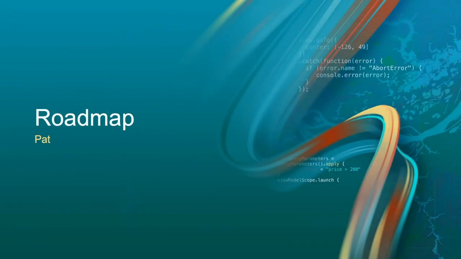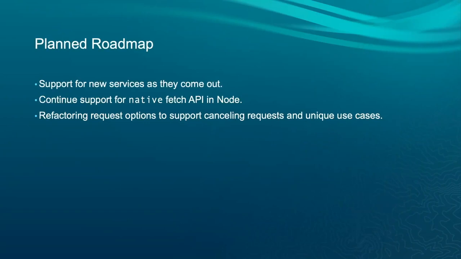So, things that we're keeping track of on our roadmap. There are a lot of services. We want to keep supporting new services as they come out. And we want to keep making richer interfaces for some of the existing services. We'll probably add support for additional variables. We'll get them documented. We'll bring them into the type doc interfaces and things like that.